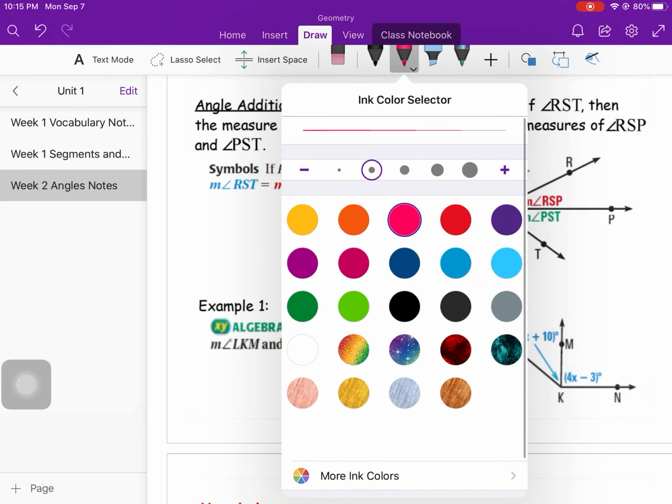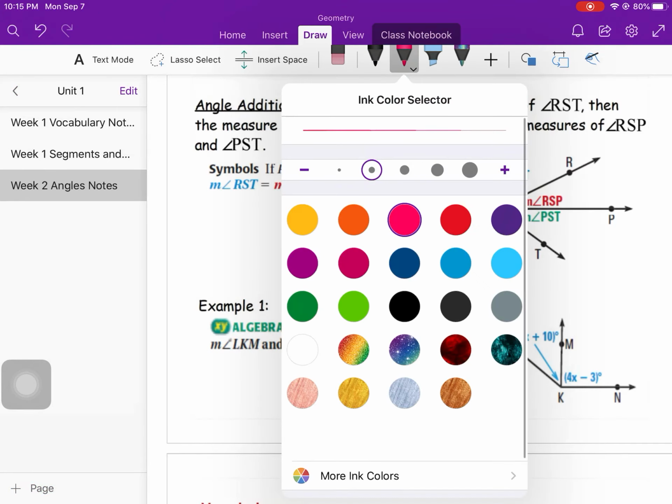If P is in the interior, so here's P, inside of that big angle, then RST, the big angle, is equal to this RSP, this small angle, plus this other small angle added together. Just like the segment addition postulate, we can add up the two smaller pieces, and together they're going to form the big angle.